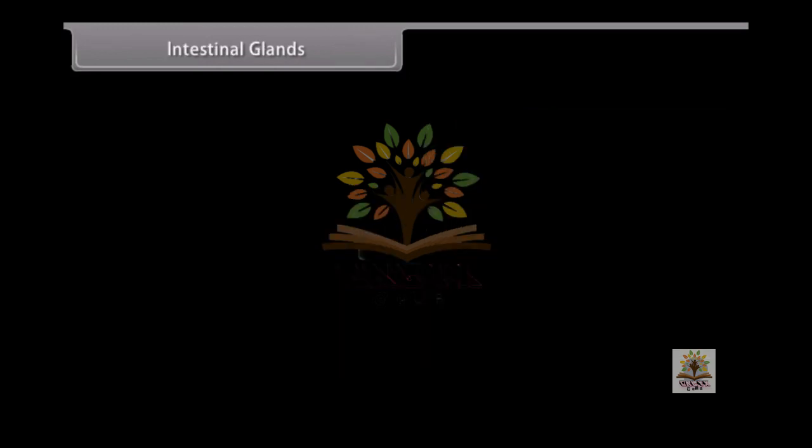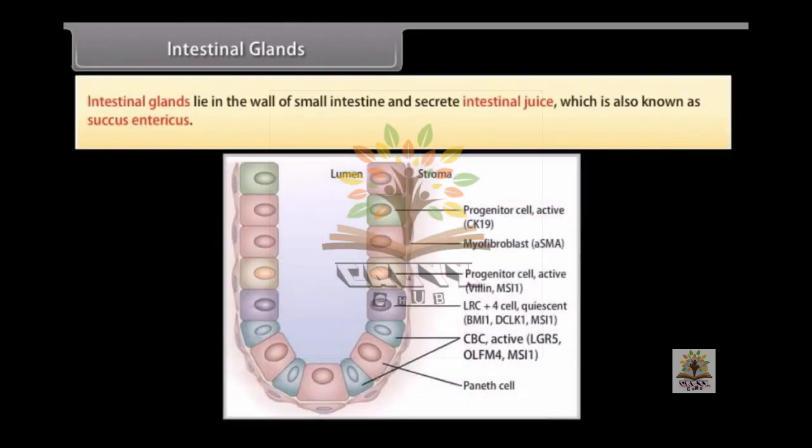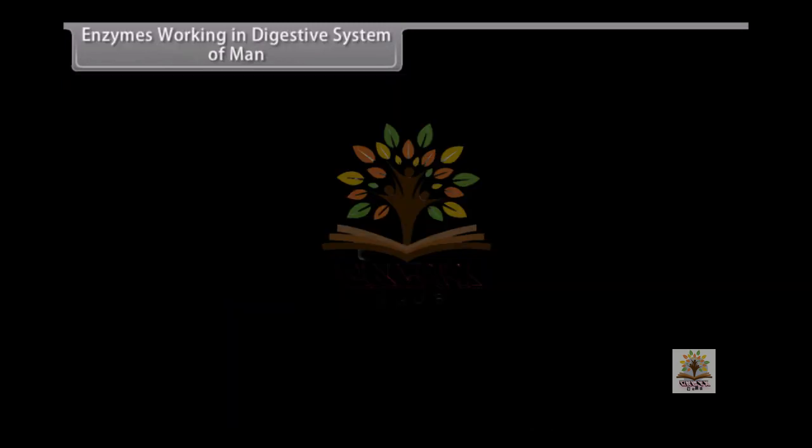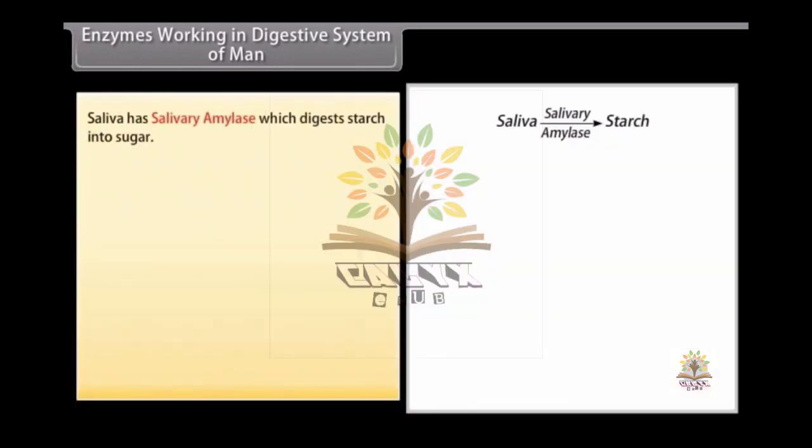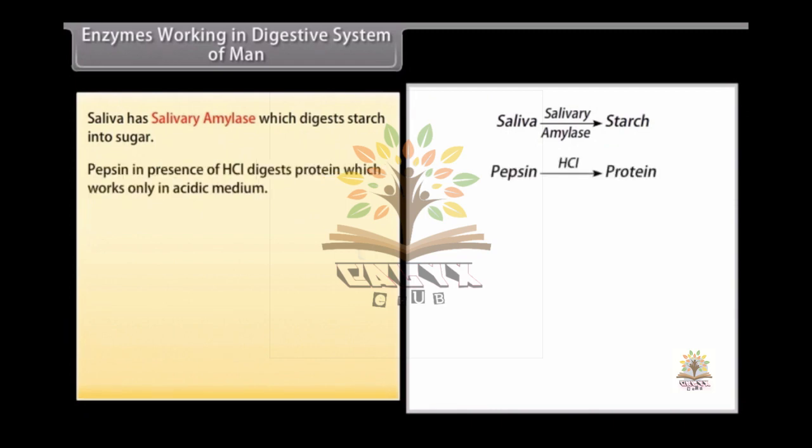Intestinal glands. Intestinal glands lie in the wall of small intestine and secrete intestinal juice, which is also known as succus entericus. Enzymes working in digestive system of man. Saliva has salivary amylase, which digests starch into sugar. Pepsin in presence of HCl digests protein, which works only in acidic medium.